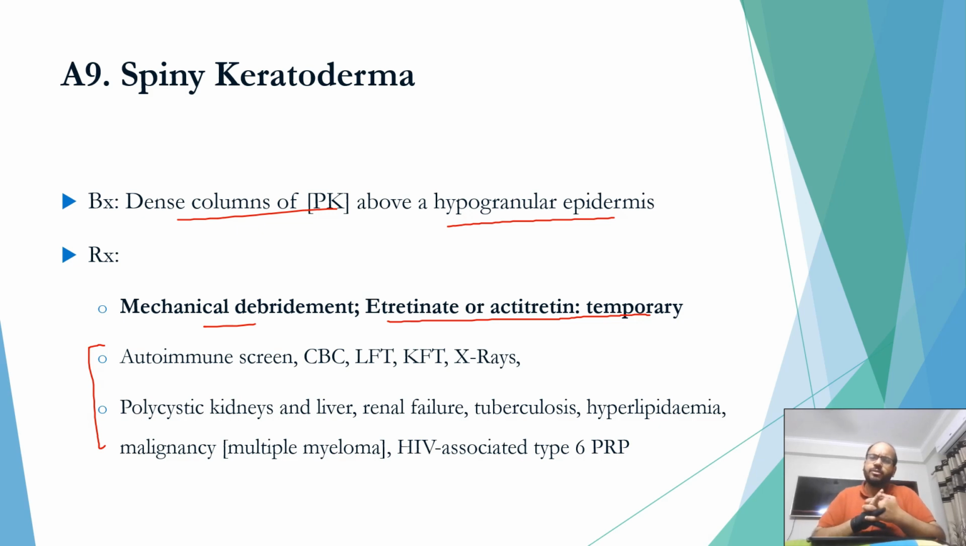Spiny keratoderma has some association with malignancies. Other diseases that are associated are polycystic kidney and liver, renal involvement, tuberculosis, hyperlipidemia, and malignancies like multiple myeloma. In fact, spiny keratoderma can also be seen in type 6 PRP, or the HIV-associated PRP. Okay, let's move forward.